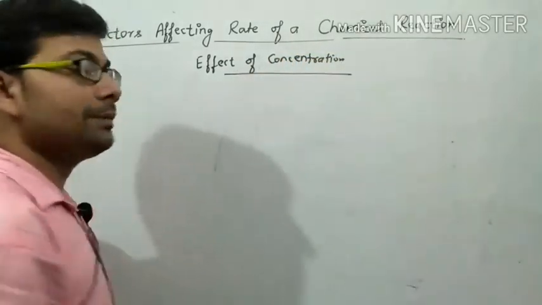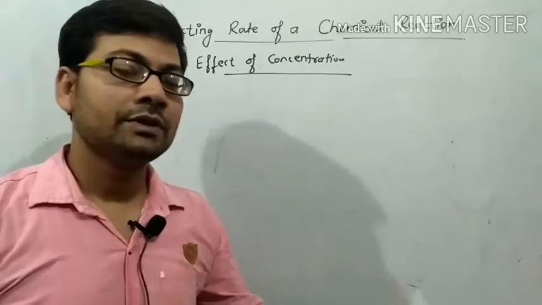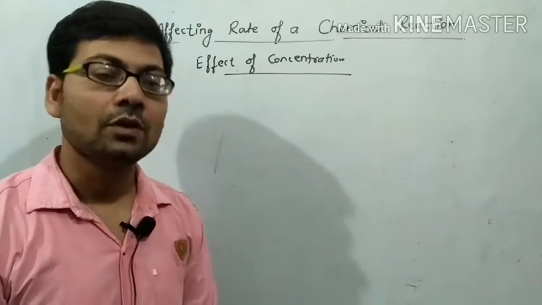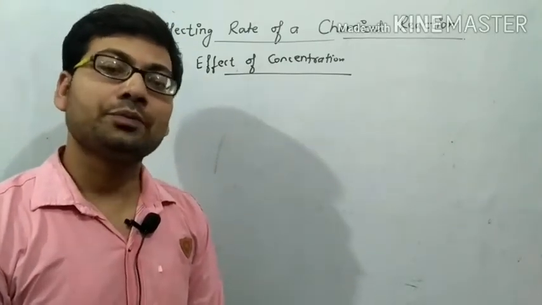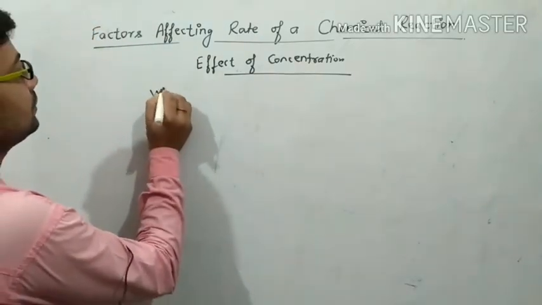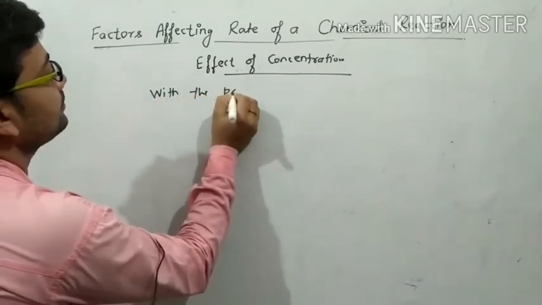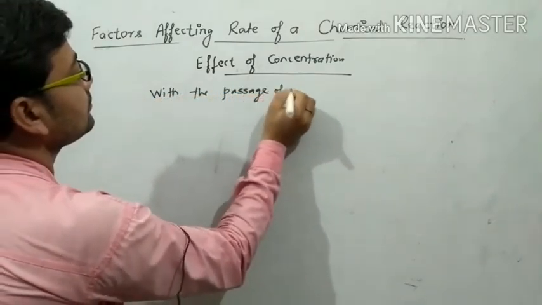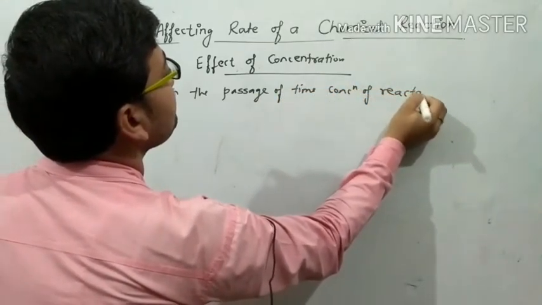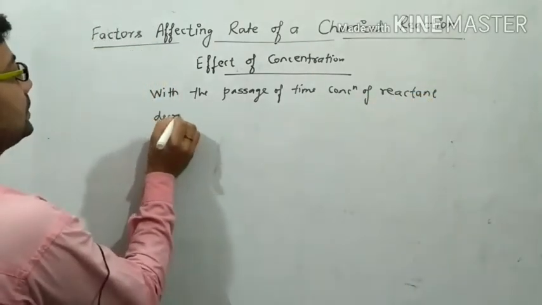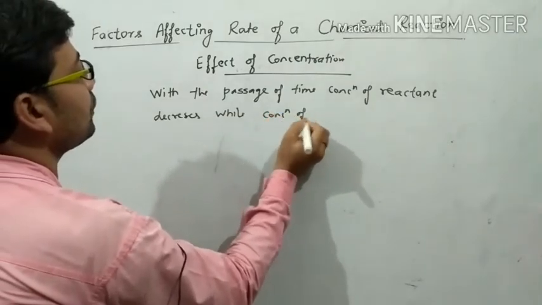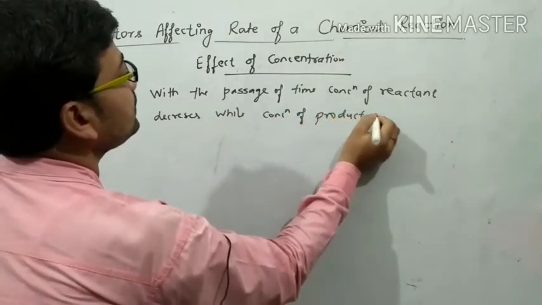As you know, with the passage of time, the concentration of reactant substance decreases, while the concentration of product increases, right? So with the passage of time, the concentration of reactant decreases, while the concentration of product increases.